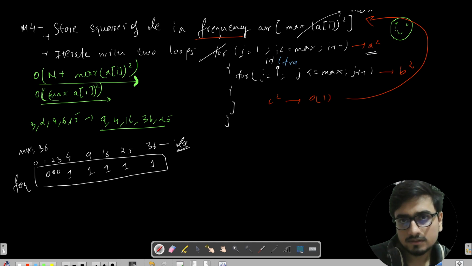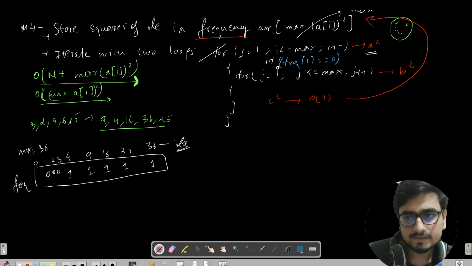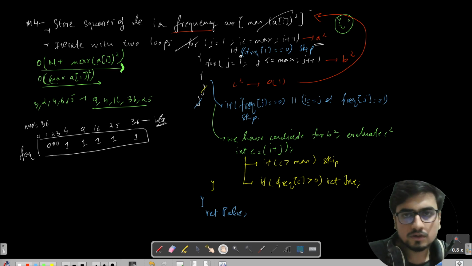that if frequency of I equals 0, then that means you do not have the possible candidate as a square for this I variable. Okay, so you need to do this thing for a frequency of I not equal to 0. Then only we can say that we have a possibility of the candidate for a square, right? Okay, so I hope that's visible.